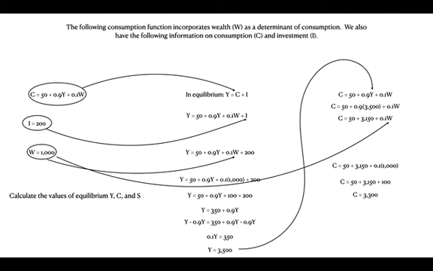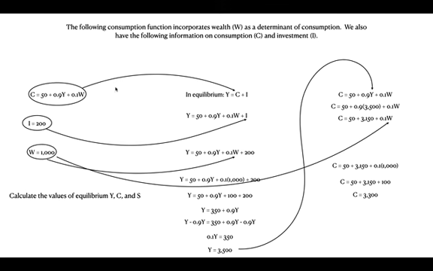And when we're in equilibrium, savings is equal to investment. So we know investment is equal to 200. Therefore, savings is also equal to 200. So I think the main issue that most students have with this, number one, is forgetting that equilibrium is where Y is equal to C plus I.